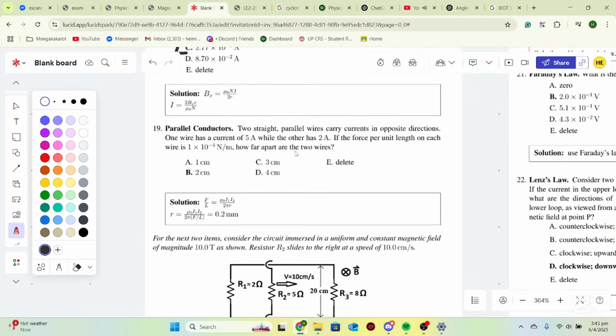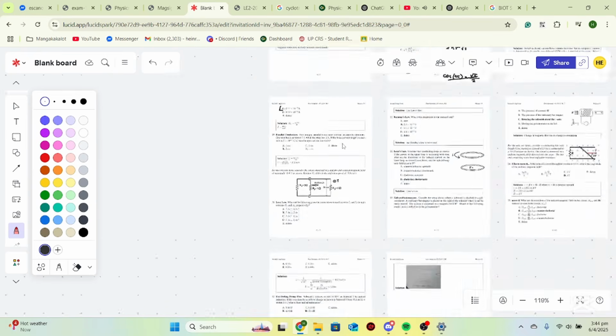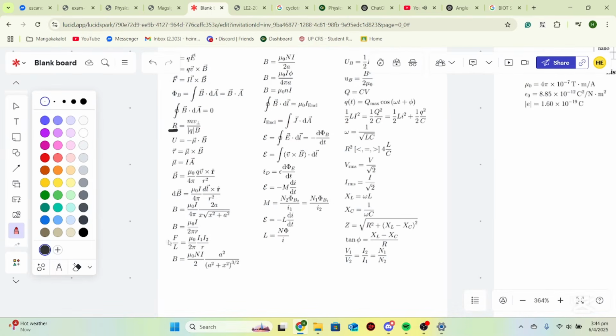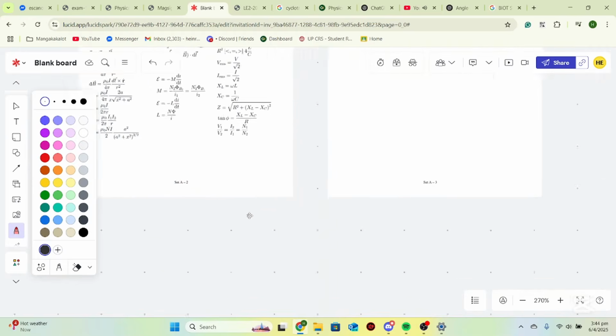Next, for number 19, two straight parallel wires carry currents in opposite directions. One wire has a current of 5 amperes, while the other has 2 amperes. If the force per unit length on each wire is 1 times 10 to the negative 9, how far apart are the two wires? This is also given. The equation of this is this one. Force per unit length is mu naught over 2 pi, I1 I2 over R.